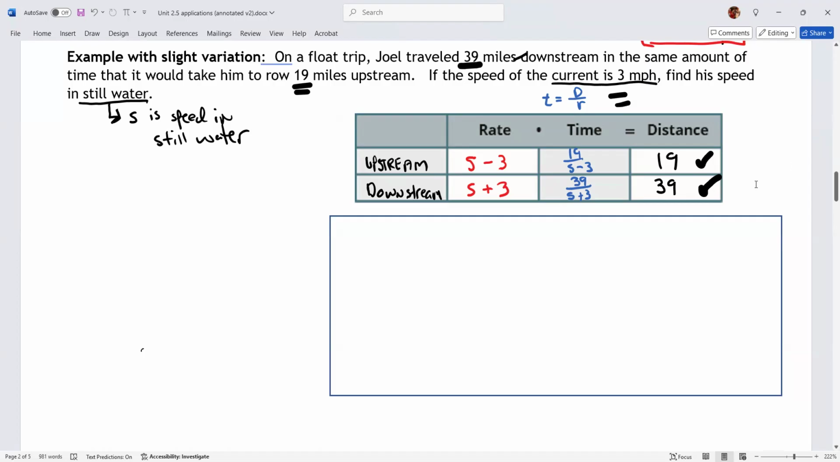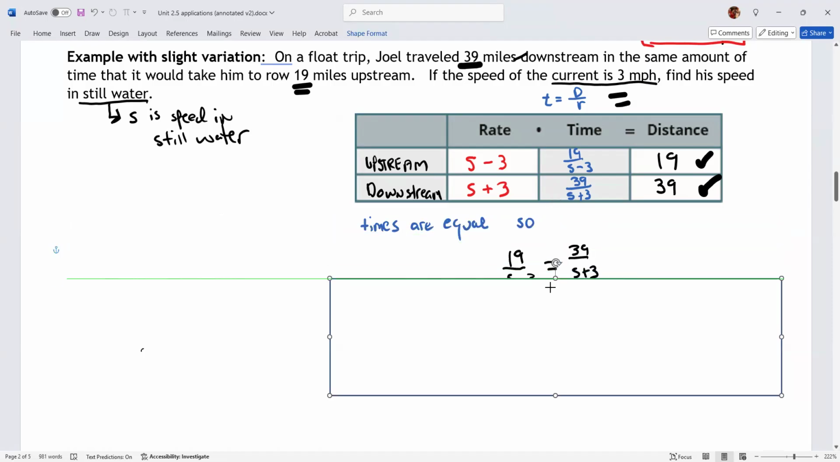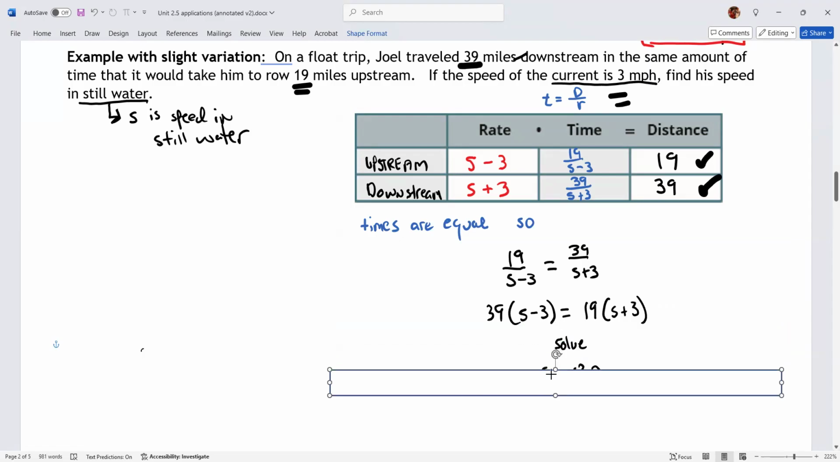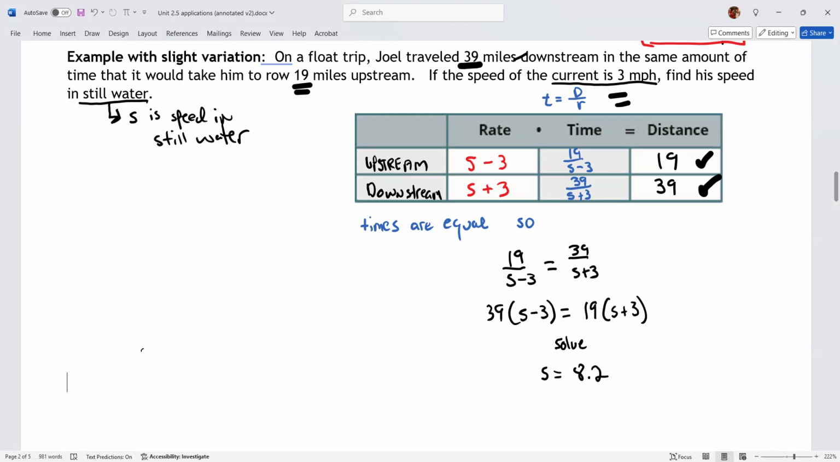I can do exactly the same equality because they tell me that the times were exactly the same. So I'll do exactly what I did before. I'll set the two times equal to each other. The upstream time equals the downstream time, and then that's a proportion. So I'll do my cross multiplication, and then I go ahead and solve the equation. And when I do that, I'll get my speed in still water is 8.2 miles per hour.